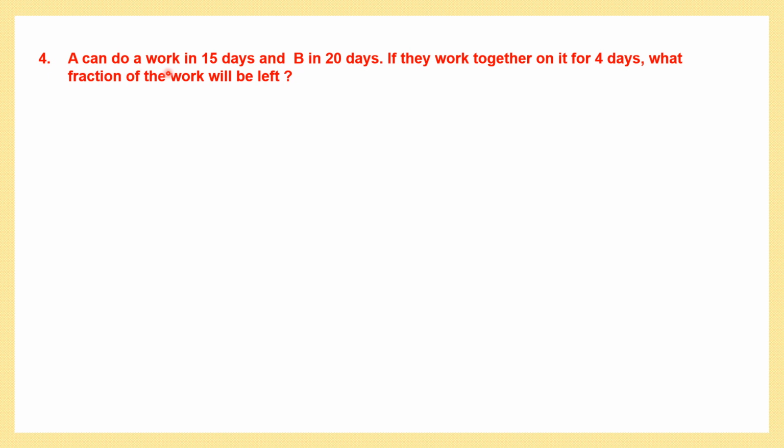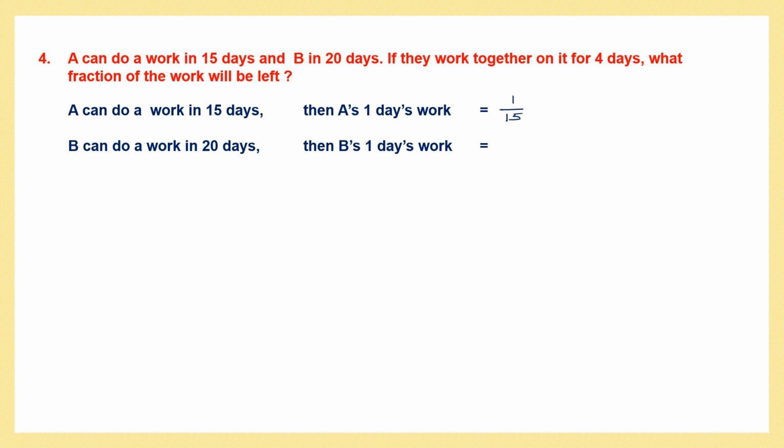Question 4. A can do her work in 15 days and B in 20 days. If they work together on it for 4 days, what fraction of the work will be left? So let's start by saying A can do her work in 15 days, then A's 1 day's work will be 1/15. Then B can do the work in 20 days and B's 1 day's work is 1/20. Now they say they work on it for 4 days together. So first we need to find their 1 day's work and then find 4 days' work.